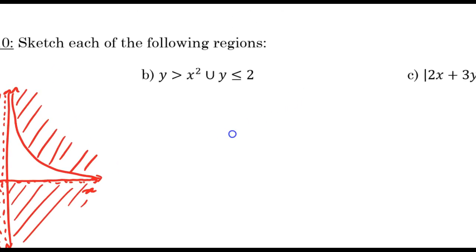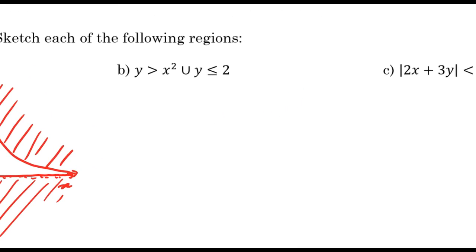Righto. Next up, our second example here has the union of two regions. And the union is like or, so either or. Our first function, y is greater than x squared. Because it's strictly greater than, I'm going to use a broken line. That function looks a bit like this.